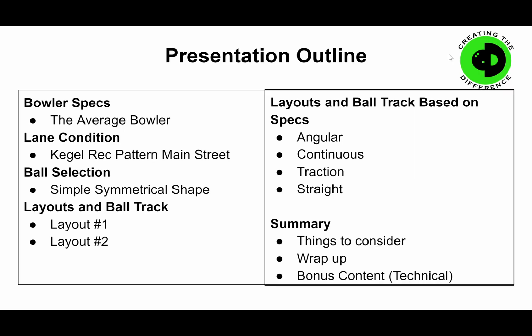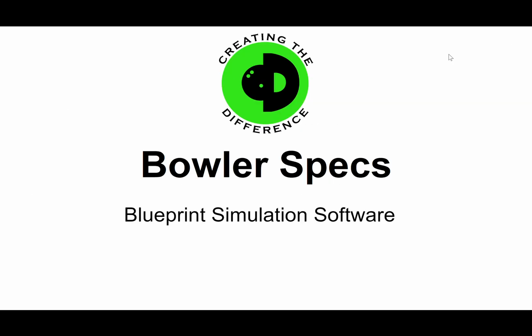Then we're going to change gears a little bit, and use that information specifically to give you some different ball motions: angular, continuous, traction, and straight. We'll explain what those are, and give you some things to consider. We'll wrap it up, and if you want to stick around, we'll give you some bonus content that gets very, very technical as to why some of these things are the way they are.